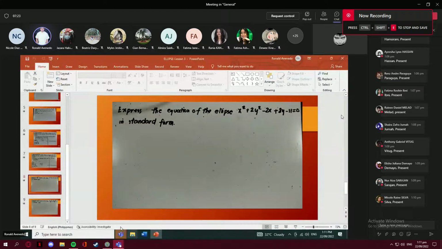Just recall how you're going to do manipulation on equations, as well as the idea of completing the square. So pay attention, and you can write notes while listening and watching the video.